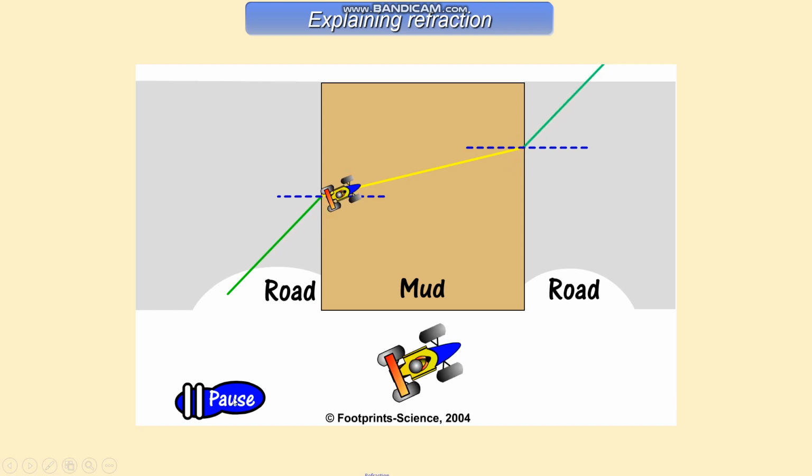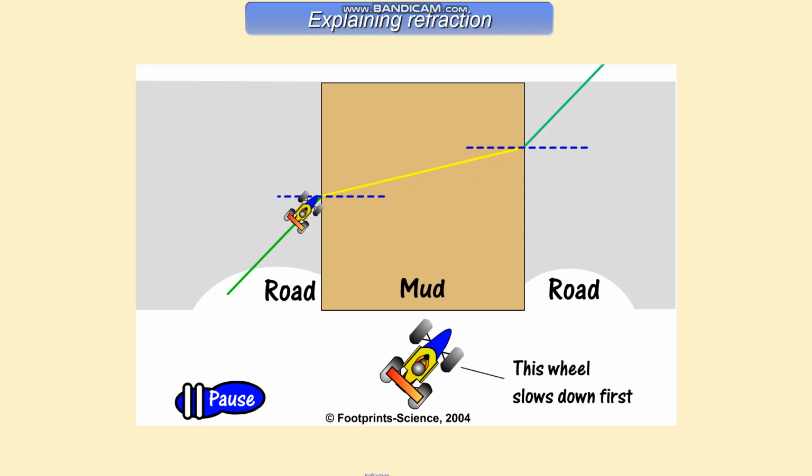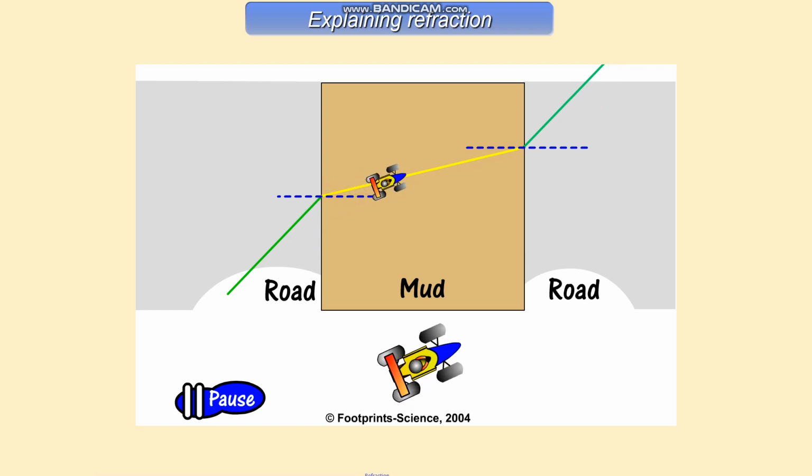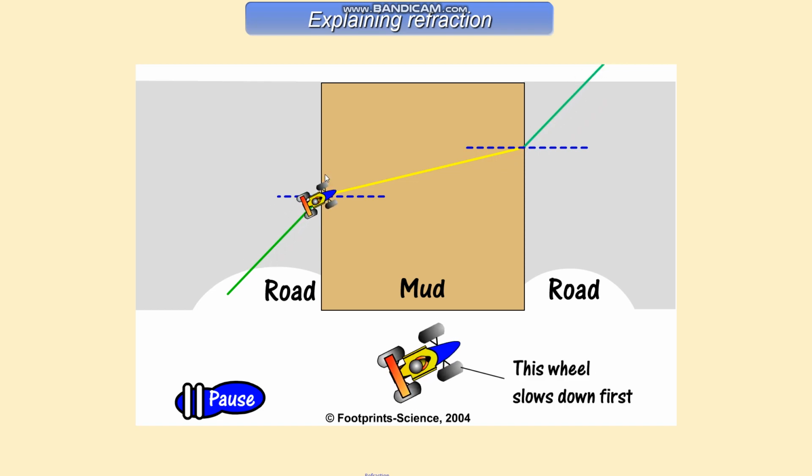Now, you will not be asked to explain this in your test in Key Stage 3, but you could be asked to do that in Key Stage 4. Okay, so just a little explanation as to why it bends. Incidentally, if it were heading down the normal line, then both front wheels would slow down at the same time and the thing would carry on at a steady speed.